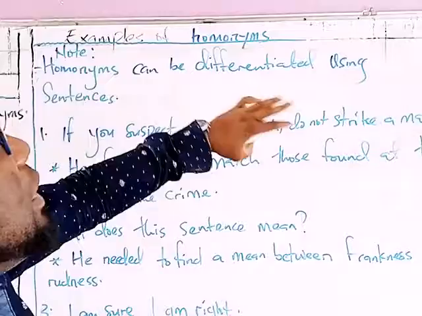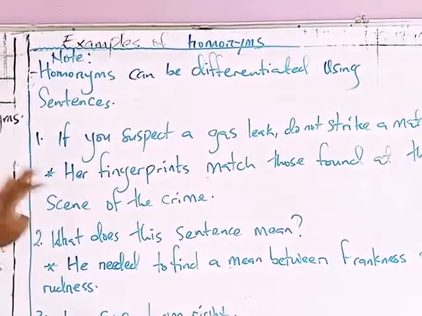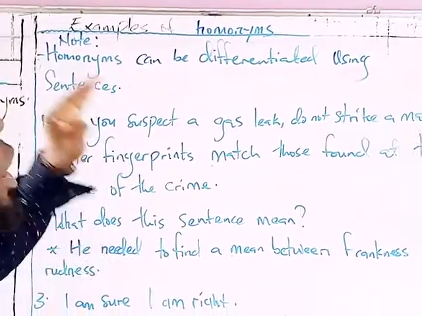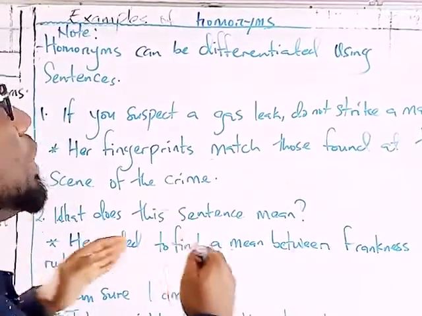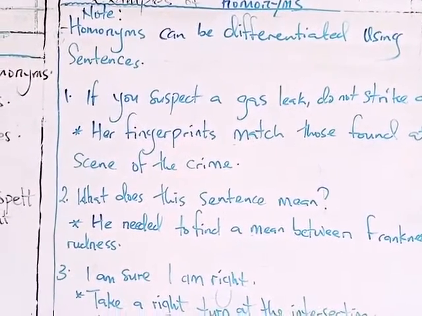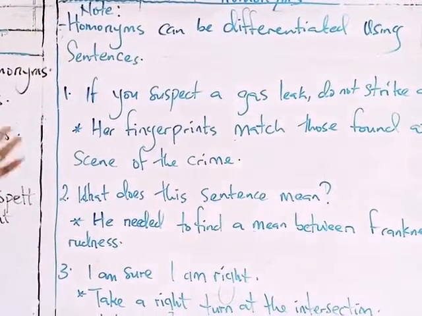Homonyms can be differentiated using sentences. In other words, homonyms depend on the context of the sentence for them to be differentiated. The following examples will explain further.